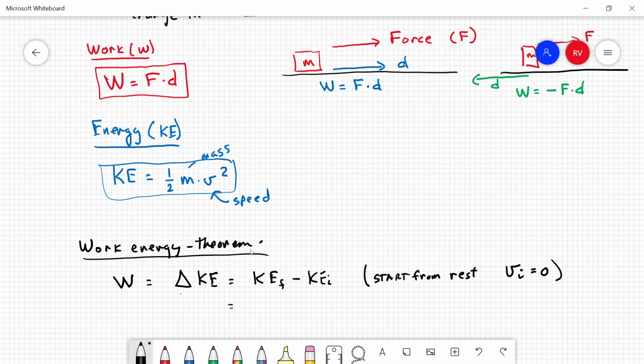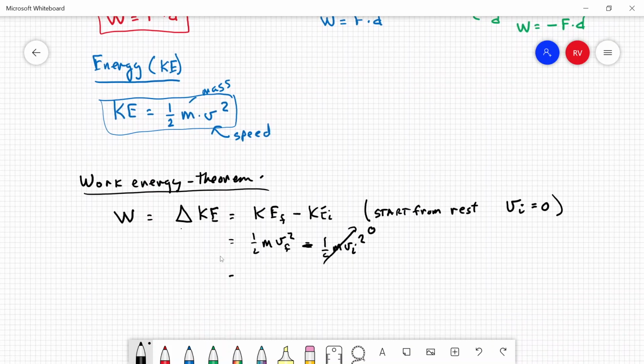And so if I were to write this out, well, we know our definition of kinetic energy is 1/2 m. Now remember, we're talking about the final, which will be the final speed squared. And that will be equal to, minus 1/2 times the mass times the initial speed squared. But remember, we said that we're going to be starting from rest, so our initial is going to be equal to 0. And so our kinetic energy change will simply be equal to our final kinetic energy, or 1/2 mv squared. So the work done on the object is equal to 1/2 mv squared.